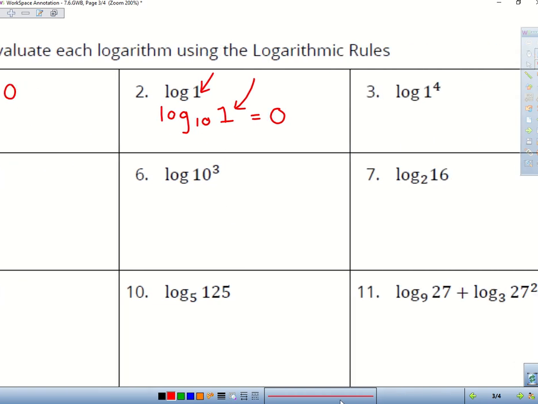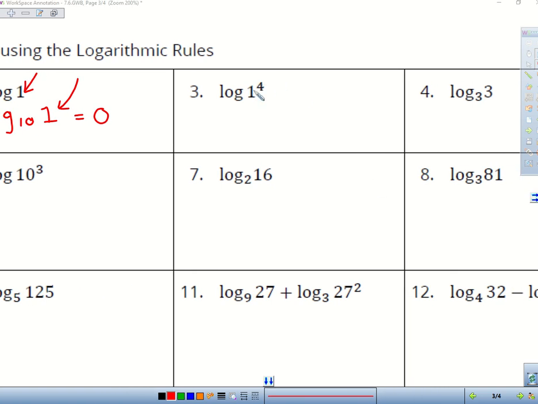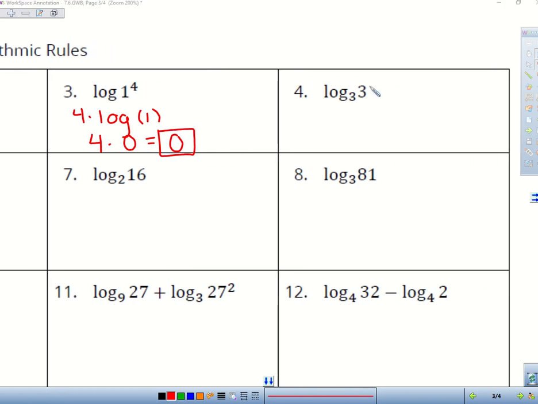Okay, next one. We have to use what we call the power rule. This is an exponent. We allow the exponent to come outside of the log. Okay. What is log of 1? 0. What's 4 times 0? 0. So the answer is 0. And then next, log base 3 of 3. What is that? 1. Same base as what you're taking the log of. The answer will always be 1. So do we have any questions before we move on to the next row?